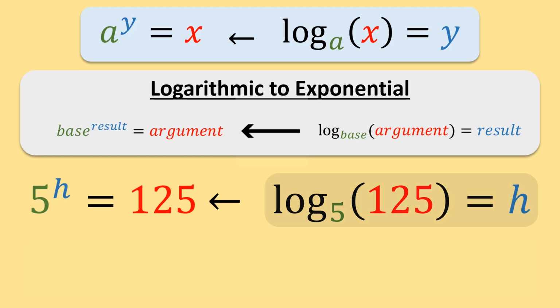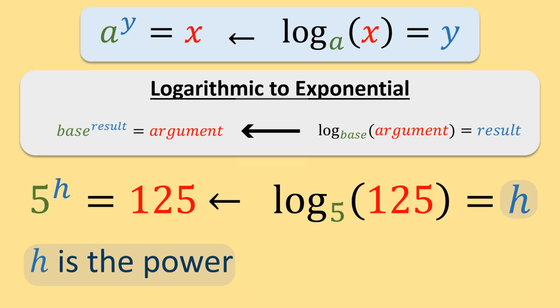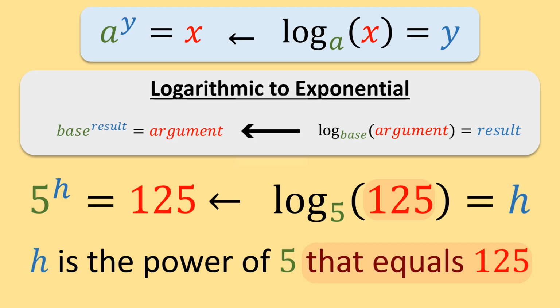When looking at the logarithm, this h is essentially the power that our base 5 has to be raised to equal the argument 125. Essentially, the outputs of logarithms are powers that the base has to be raised to equal the argument.